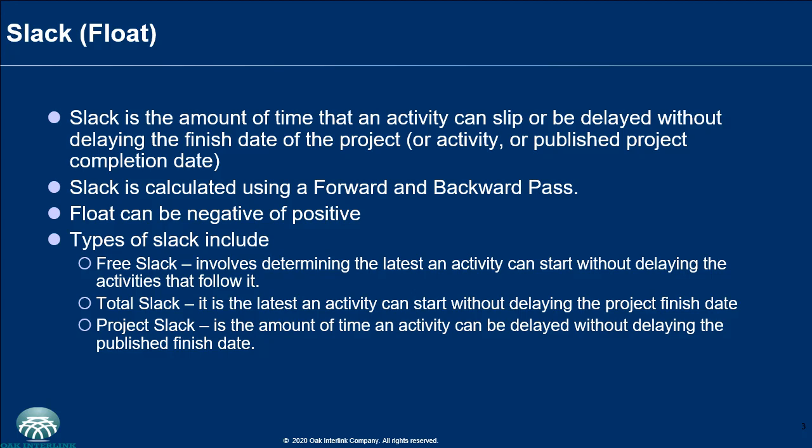Then there's total slack, which is the latest an activity can start without delaying the project finish date. So that has to do with the amount of time that is available, or the amount of time that can be wasted, if you like, without it impacting on the overall project finish date. And then there is project slack, which is the amount of time an activity can be delayed without it delaying the published finish date.